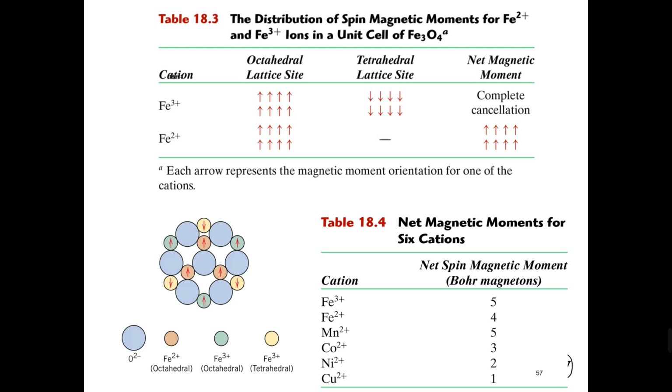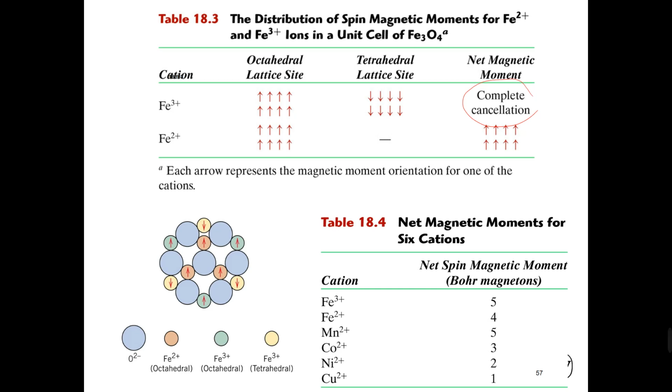These are the distributions of spin magnetic moments for Fe2+ and Fe3+ ions in a unit cell of Fe3O4. Of course, we need to say that in Fe3O4, the Fe2+ and Fe3+ are present, and then it can be octahedral lattice site, tetrahedral lattice site, as well as net magnetic moment. Fe3+ will have complete cancellation here for net magnetic moment. And each arrow represents the magnetic moment orientation for one of the cations, right?